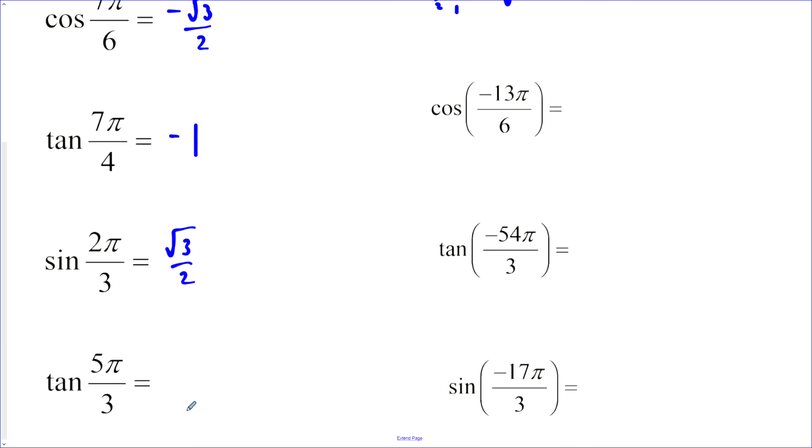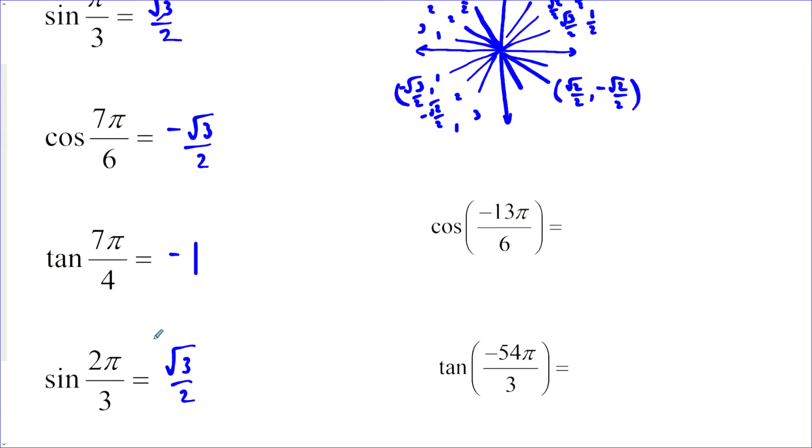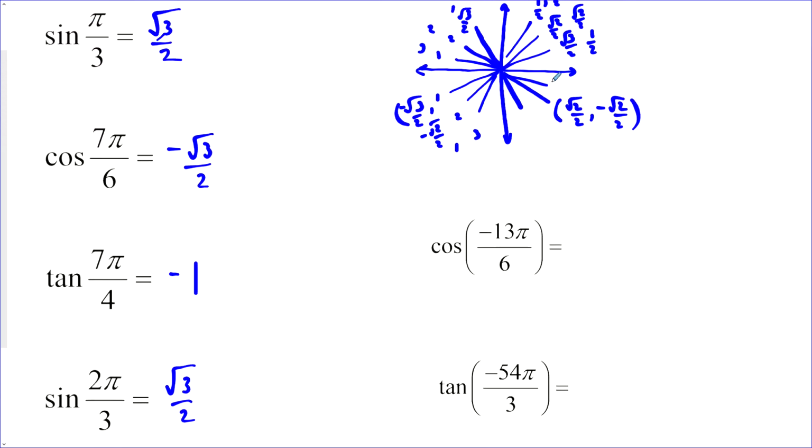And last one on this column, tan 5 pi over 3. Let's go 5 pi over 3. So 1 pi over 3, 2 pi over 3, 3 pi over 3, 4 pi over 3, and 5 pi over 3. I didn't fill this one out, so I guess I can do 1, 2, 3, 1, 2, 3.